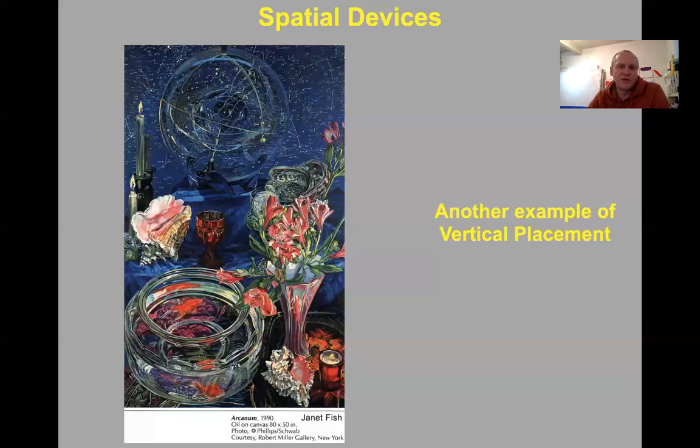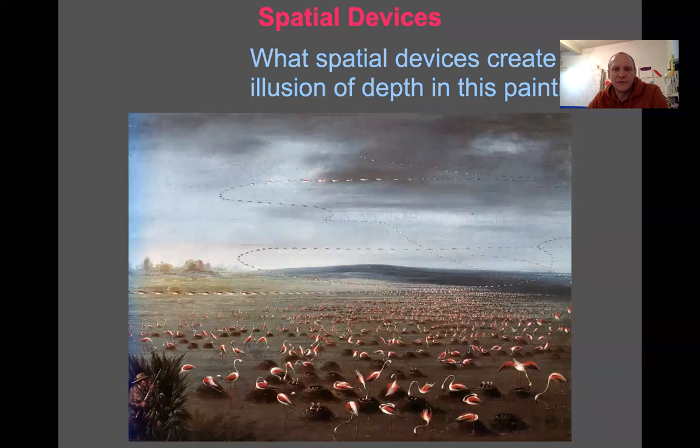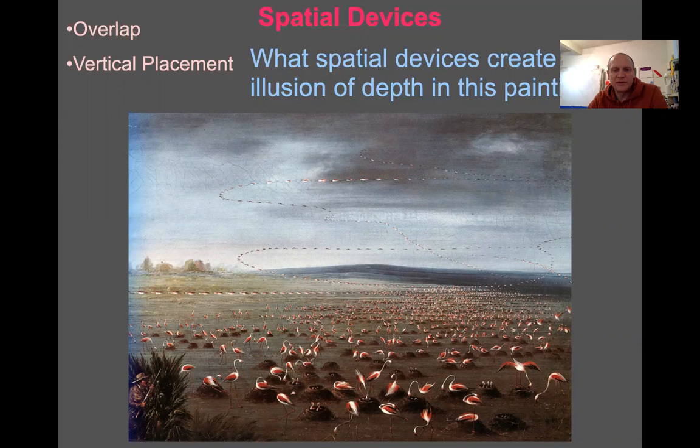Here's another great example of vertical placement, but for some reason I really don't like this painting, but it's a good example of the effect. You can see that things that are far are placed up high, things that are near are placed down low. We've kind of got everything happening here: diminishing size, placement, overlapping, everything all at once. And pretty much everything that's naturalistic in terms of its style is going to have all three of these things happening at once.